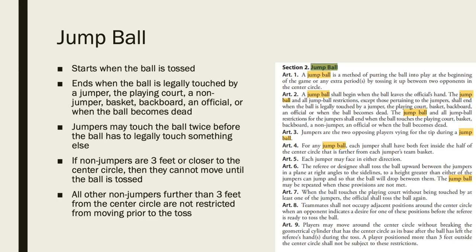As we earlier highlighted, the jump ball starts when the ball is actually tossed by a referee or designated official. It ends when the ball is legally touched by a jumper, the playing court, a non-jumper, the basket, backboard, an official, or any other method where the ball is made dead. Jumpers may actually touch the ball twice before the ball has to legally touch something else.